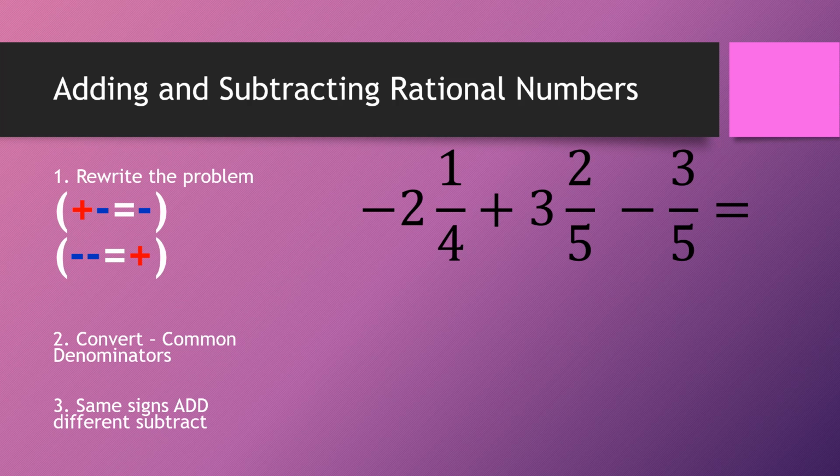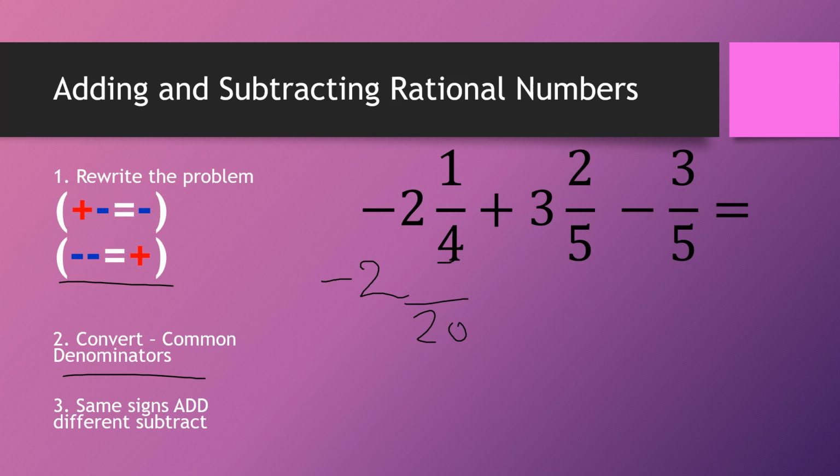So I know my first step says to rewrite the problem. I don't need to do this step because I don't see two signs next to each other. Then it says convert to common denominators. I do need to do this step. So I know my least common multiple, if I skip count by 4 and 5, will be 20. So this will be negative 2, and I would have to multiply 4 by 5 to get to 20.